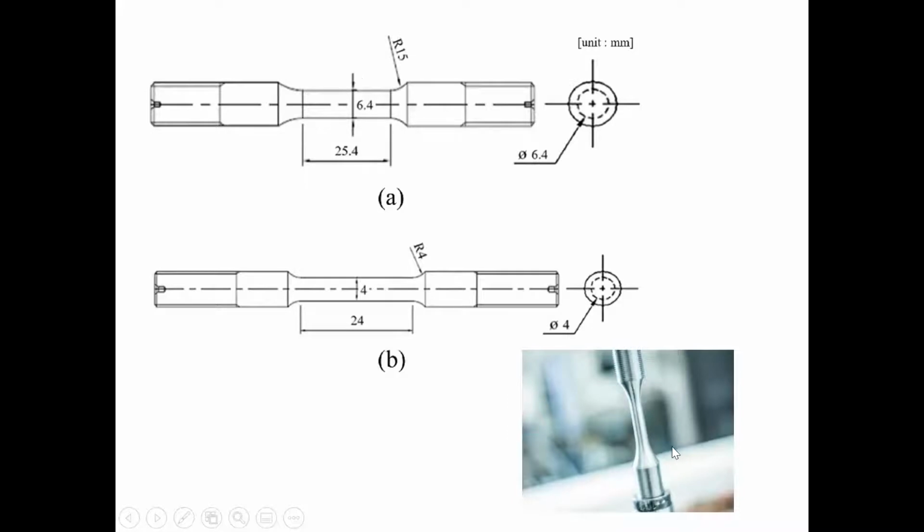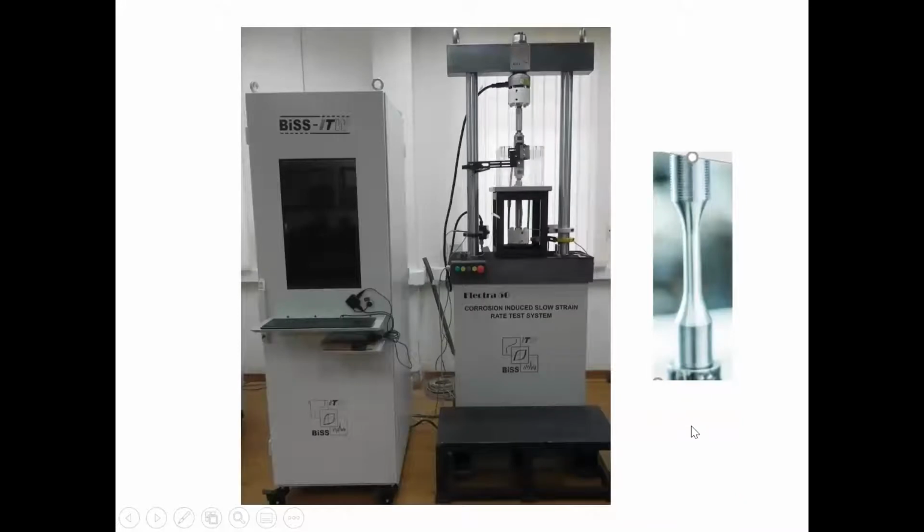Here's a photograph of one that's been made. When I finish the lecture, I'll show you some of my own, by the way, but I'll do that in a moment. And this is the testing machine itself. So on the right-hand side, we've got the sample made according to the dimensions I've just described to you. And here's the testing machine.